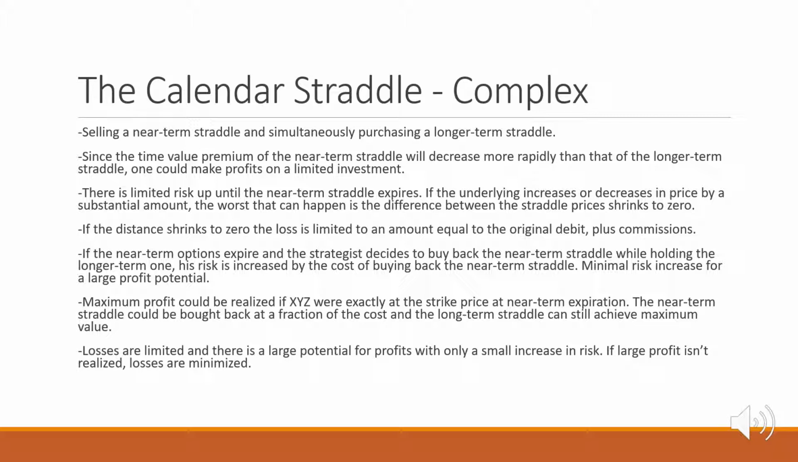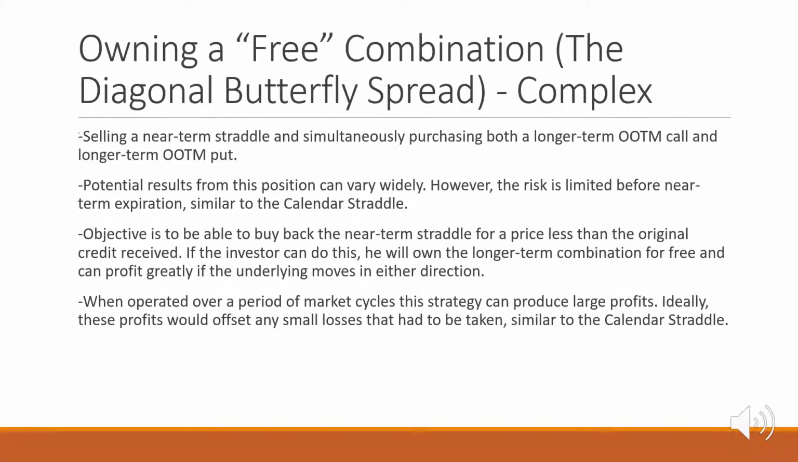However, maximum profit could be realized if XYZ were exactly at the strike price at the near-term expiration. The near-term straddle could be brought back at a fraction of the cost, and the long-term straddle could still achieve its maximum profit value. Losses are limited, and there is a large potential for profits with only a small increase in risk. If large profit isn't realized, losses are minimized, just like in the prior example.